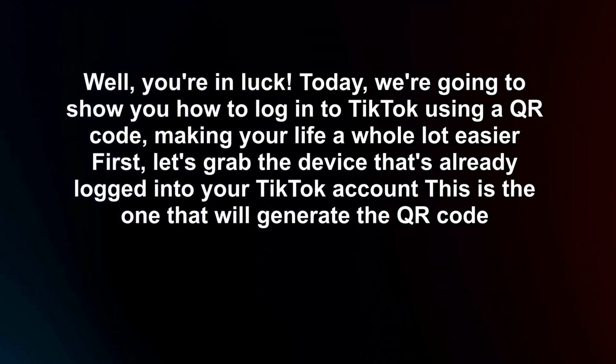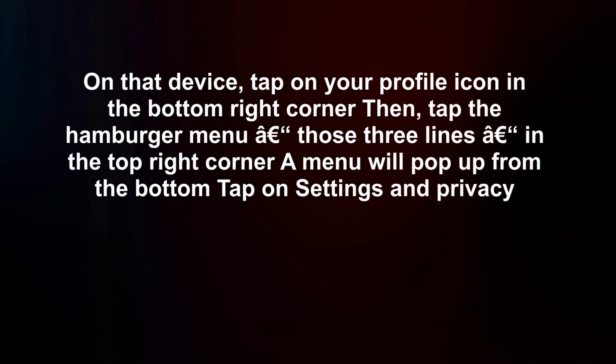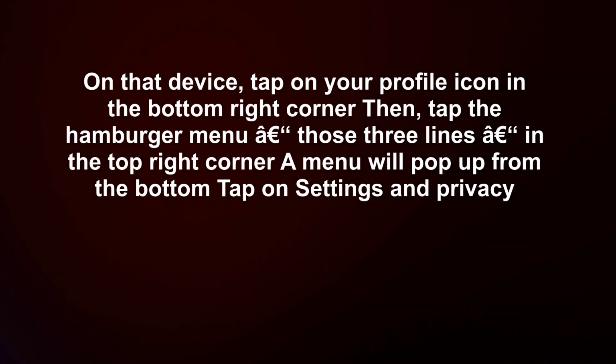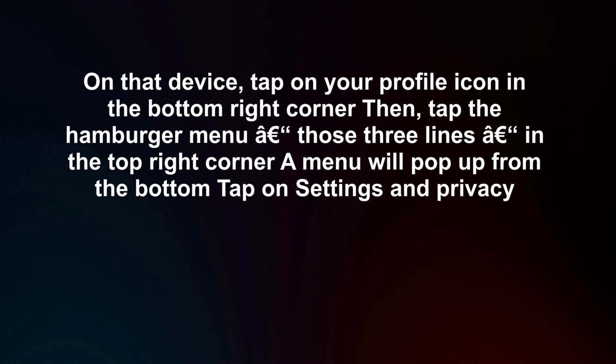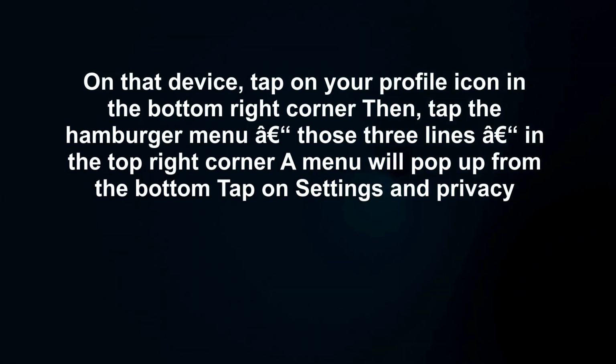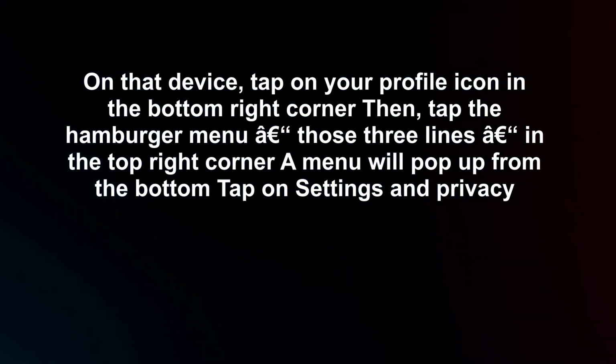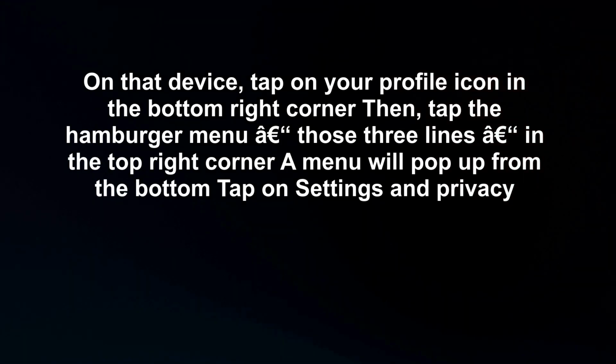This is the one that will generate the QR code. On that device, tap on your profile icon in the bottom right corner, then tap the hamburger menu, those 3 lines. In the top right corner, a menu will pop up from the bottom. Tap on Settings and Privacy.